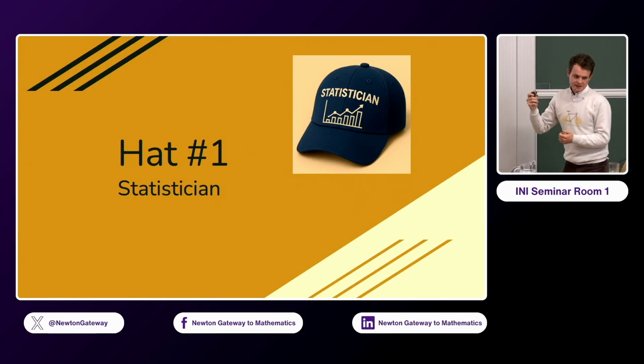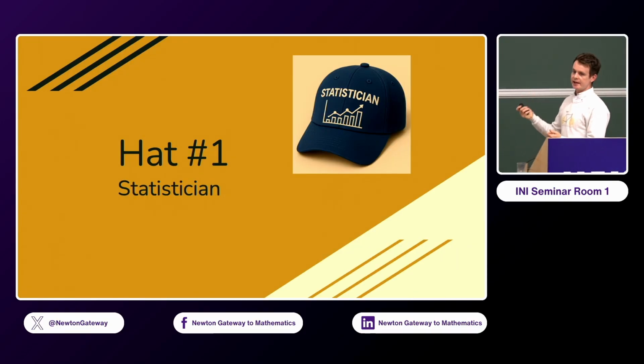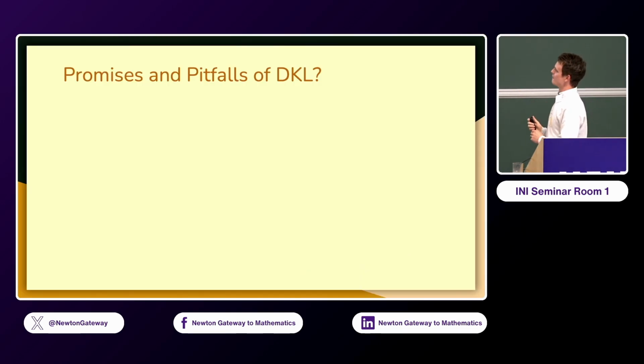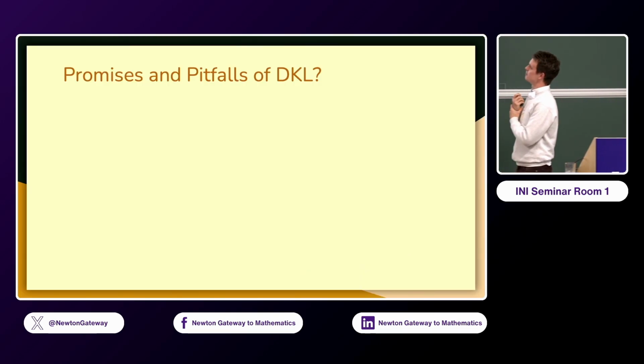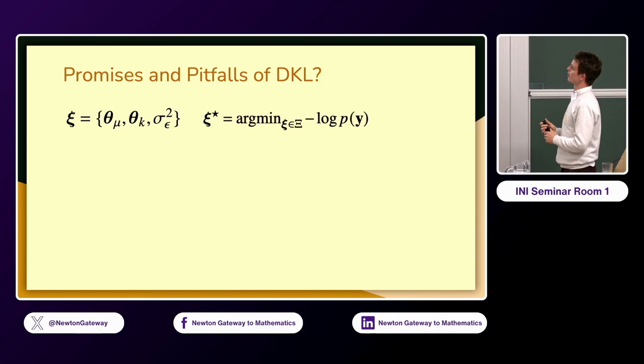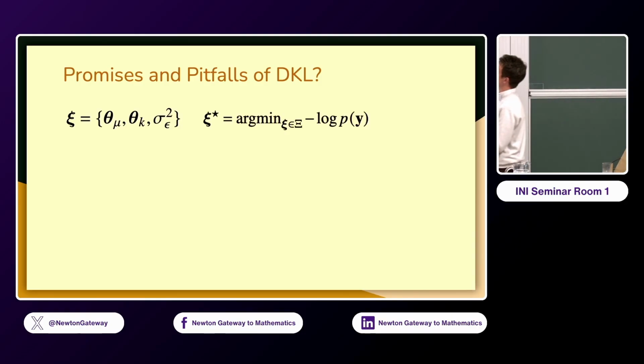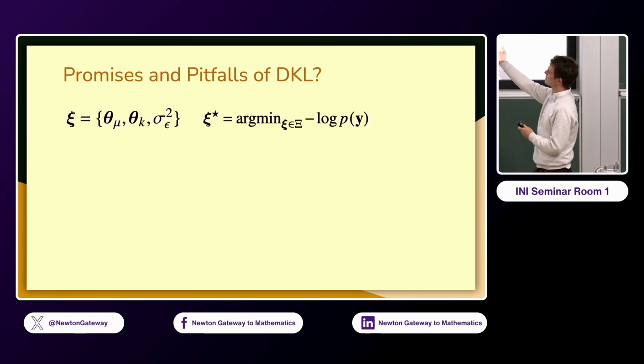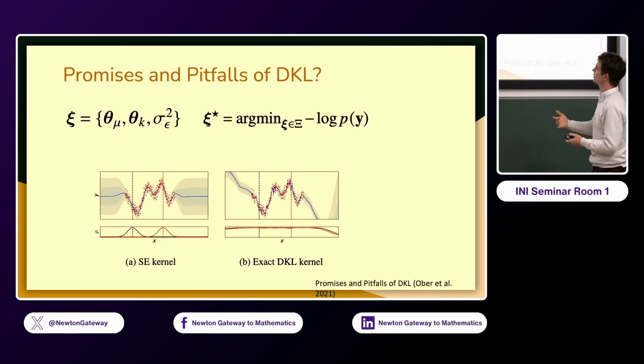So I said that this might be a bad idea, and it certainly is. And there's lots of statisticians that have kicked off about this sort of method before. And there's a really nice paper called Promises and Pitfalls of Deep Kernel Learning that looks into this approach, basically. And if you recall, I said in standard GPs, what we're doing is we fit a very small number of parameters to our data.